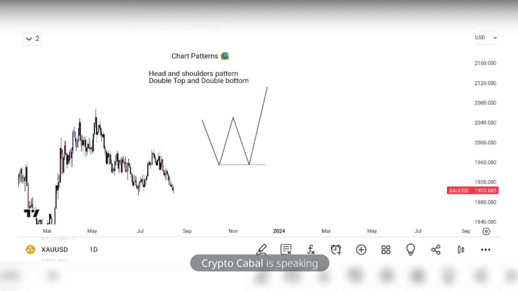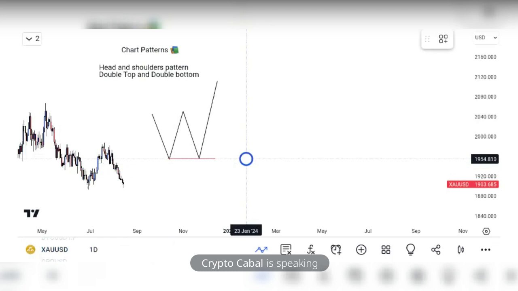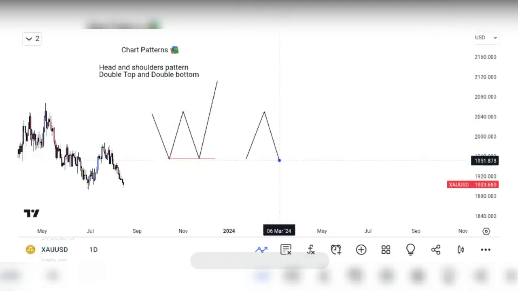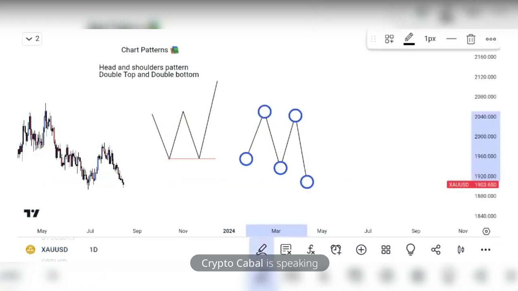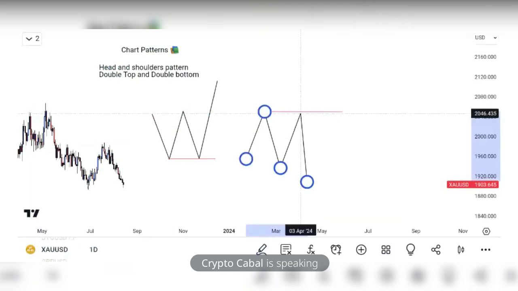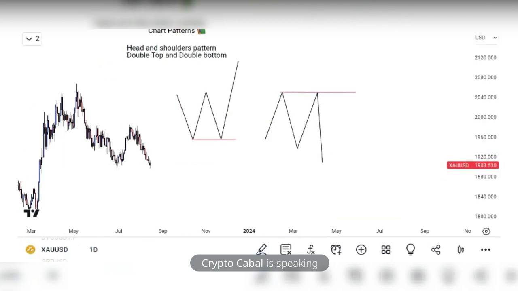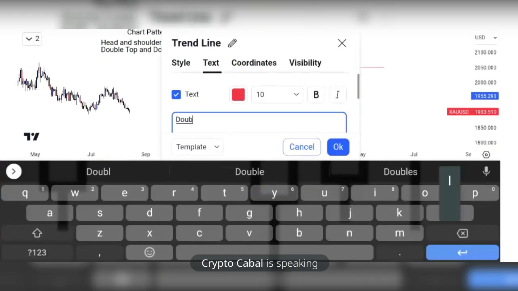And when we are talking about double top, what do we mean? It's more of this nature. This is a double top, and you can see both points are touching each other. This particular one is a double bottom. Let me label it double bottom, and this is a double top.